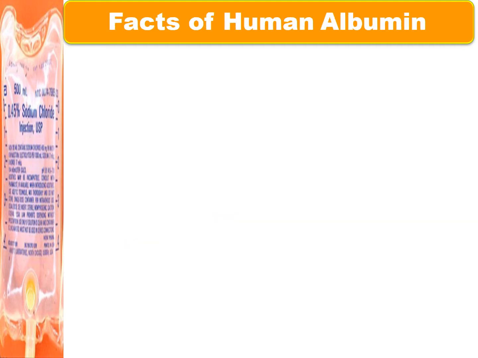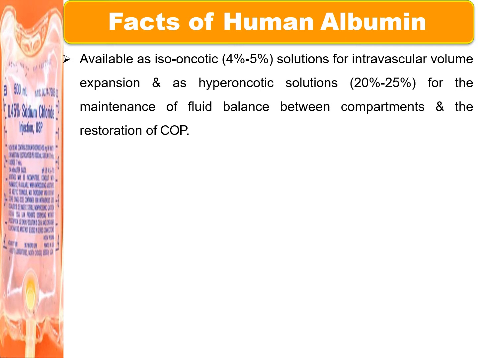The dilution of blood using albumin and crystalloid solution can also be used before cardiopulmonary bypass. The human albumin is also available as iso-oncotic 4% to 5% solutions for intravascular volume expansion, and as hyperoncotic solution 20 to 25% for the maintenance of fluid balance between compartments and the restoration of cardiac output.